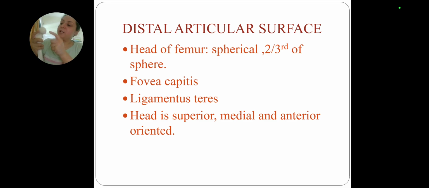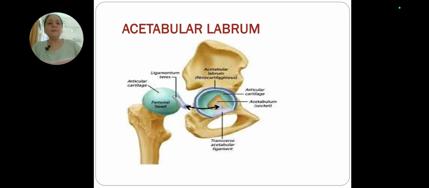Yes, I missed this point. There is a fovea, a little pit in the center of the head, called the fovea capitis, through which the ligamentum teres arises. It gives origin to the ligamentum teres, which gets attached to the acetabular fossa in the center. So that means it holds the head into the acetabulum. This head is superior, medial, and anteriorly oriented.